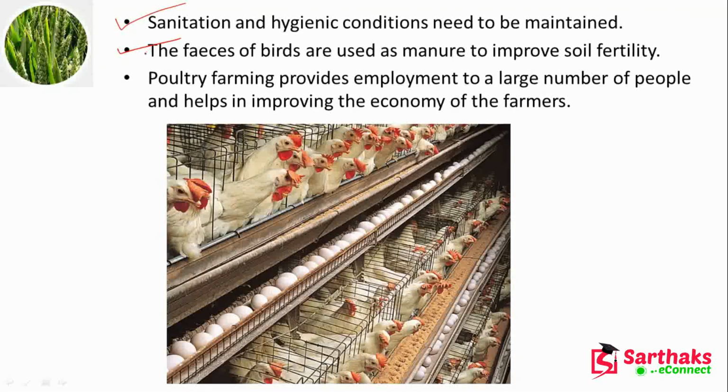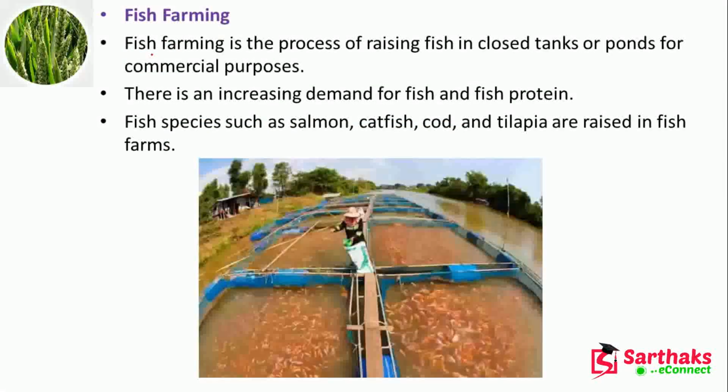Already I have told you we are taking animal waste. Poultry farming provides employment to a large number of people. So that means animal husbandry, we cannot neglect it, because it is important for us. They are giving us employment, and they are also feeding us, like we are taking milk, and milk products also we are using, and also we are taking the egg, meat, all these things, the proteins.